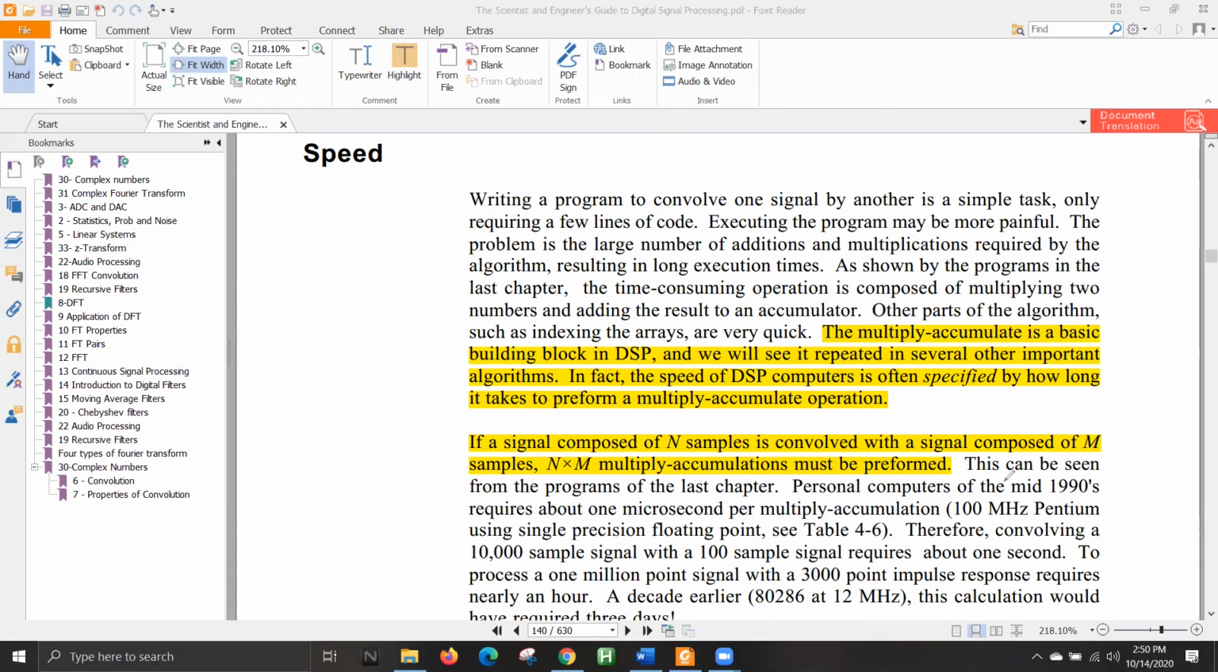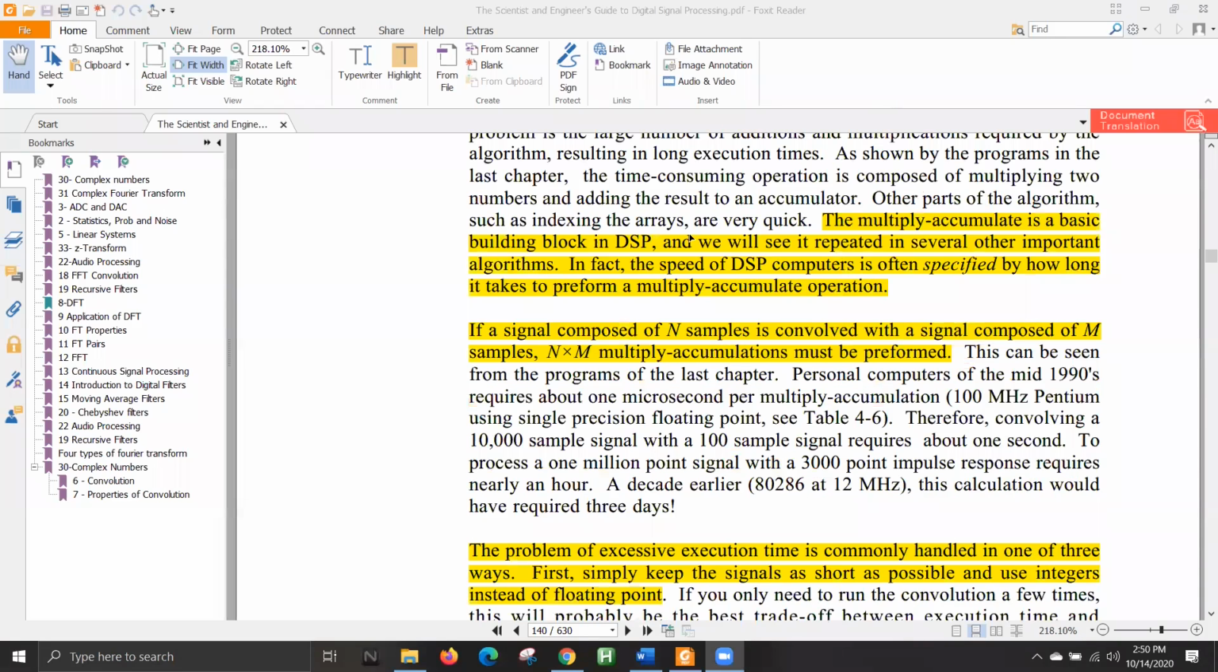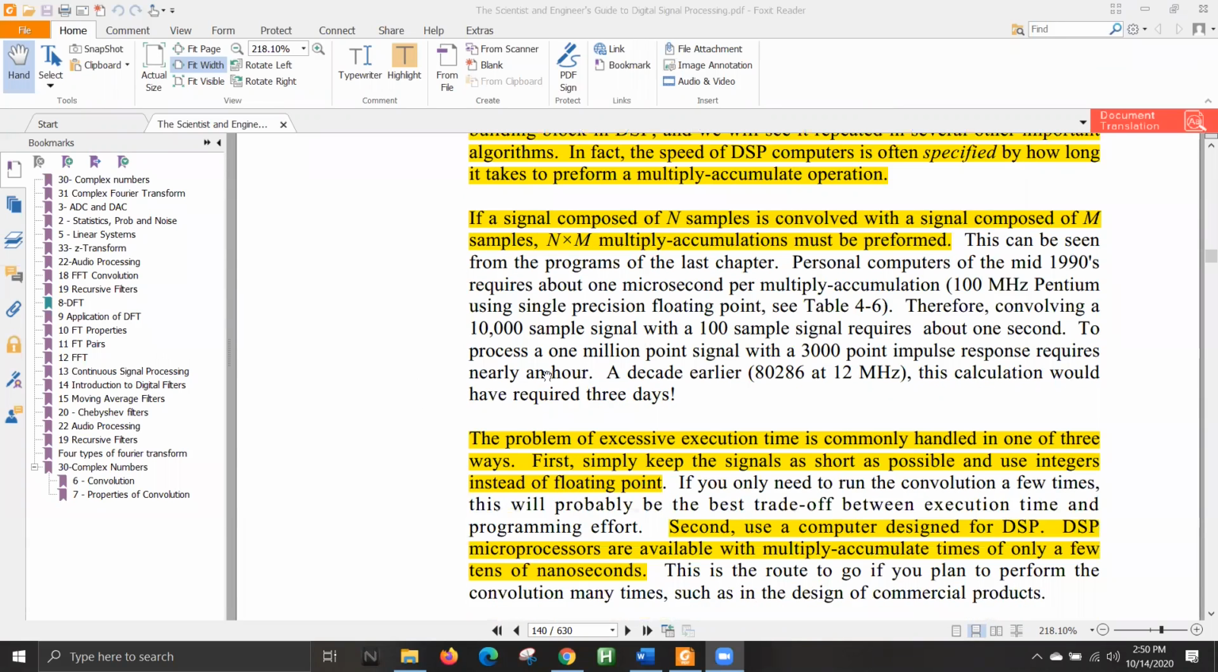Okay. So this is the time complexity of convolution. Notice that if the input signal is 10,000 samples and the impulse response is 100 samples, usually this is what happens in most cases. I mean, it is supposed to be large, right? In practical scenarios, your input signal will be huge, even more than 10,000 samples.